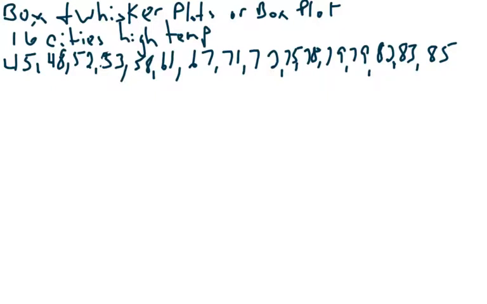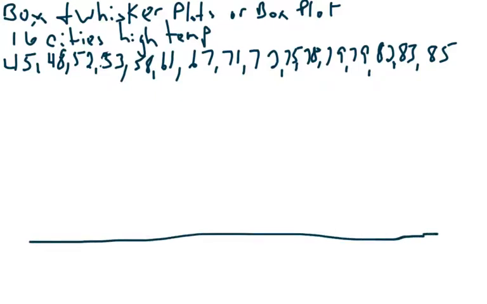Okay, and I need to organize this data. So what we're going to use is a box plot, or a box and whisker plot. The first thing that we're going to do is have a number line at the bottom. So down here, quite low on the page actually, I'm going to run a number line. And this just helps with the box and whisker plot.